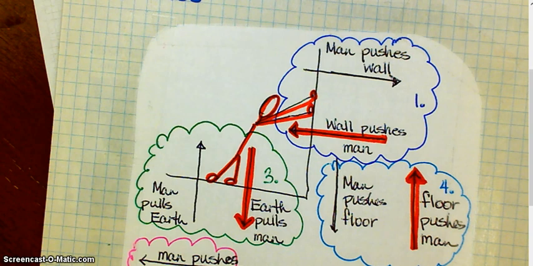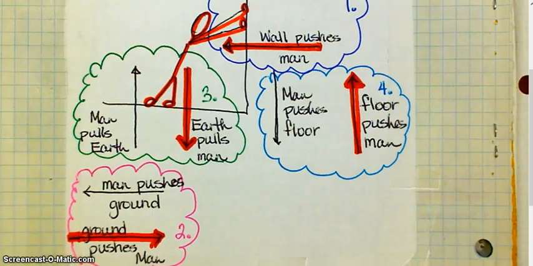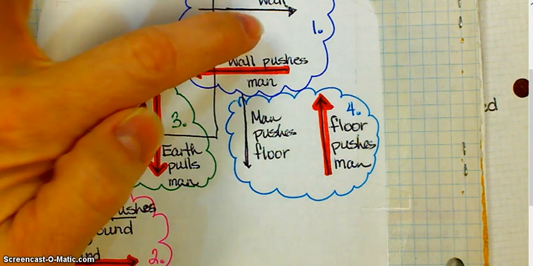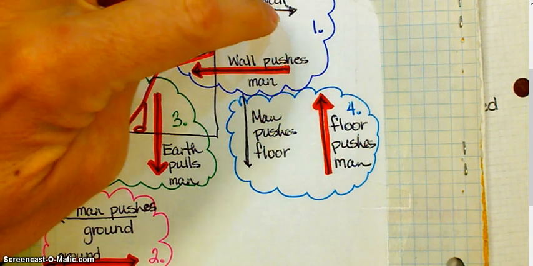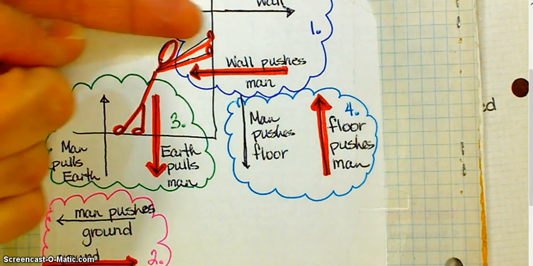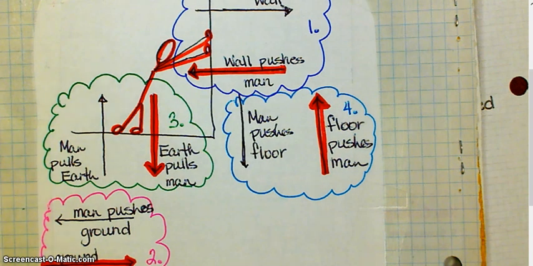And if you notice, this is something that you should have had on the end of your notes in lesson 3. The man is standing there pushing with all of his strength on the wall, and you've got 1, 2, 3, 4 individual force pairs that you have to look at to get a complete picture of what's going on. Force pair number 1, man pushes wall. Equal and opposite force is wall pushes man. Man pushes the wall to the right, wall pushes the man to the left. And those two are equal and opposite. Okay?